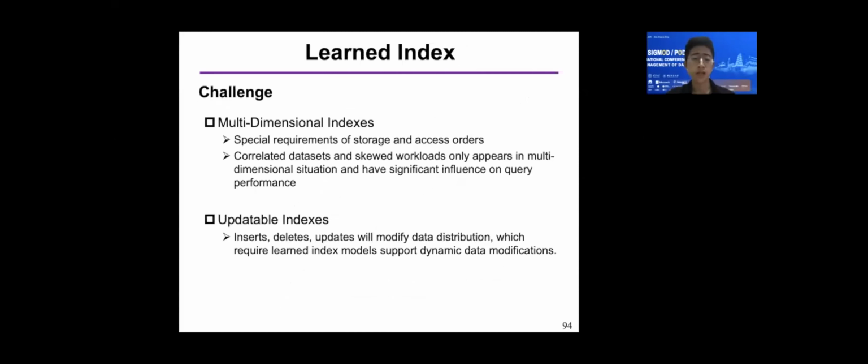So there are still many challenges for practical learning-based indexes. First is how to build multi-dimensional indexes. To utilize a multi-dimensional index, we need to decide which columns are accessed together and carefully arrange their access orders. The second challenge is how to support updatable indexes, like inserts, deletes, or updates that will severely modify the data distribution, which requires learning-based index models to support dynamic data modifications.